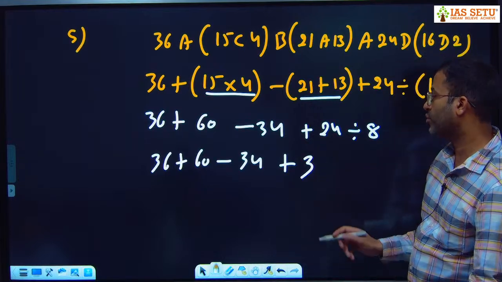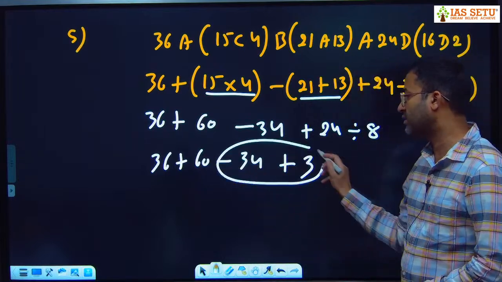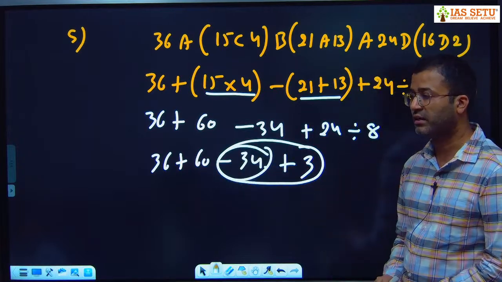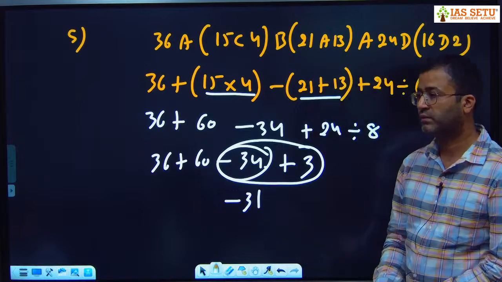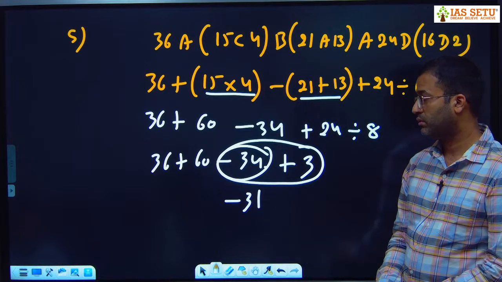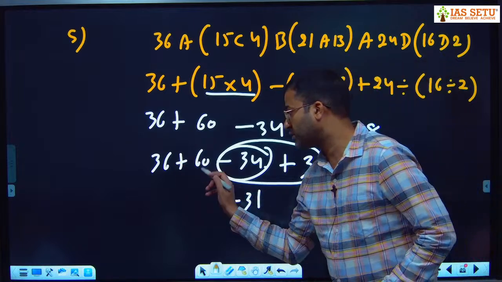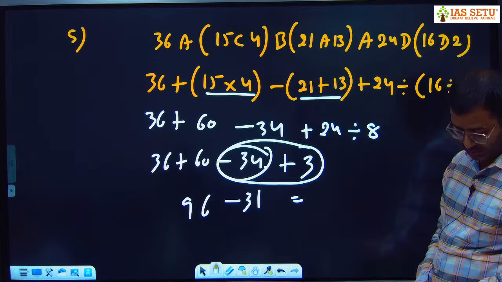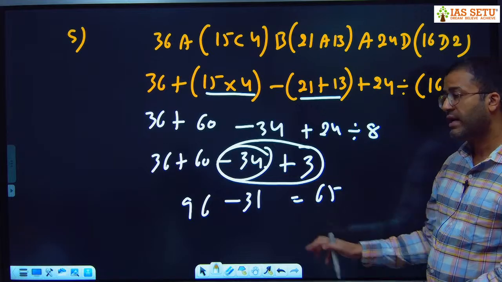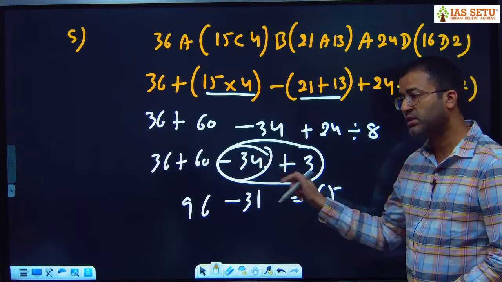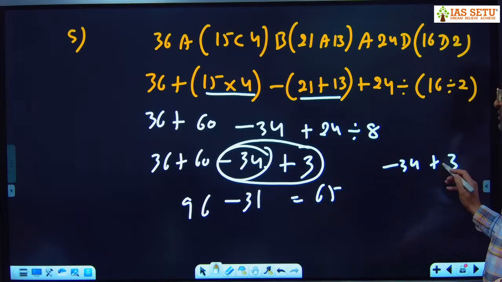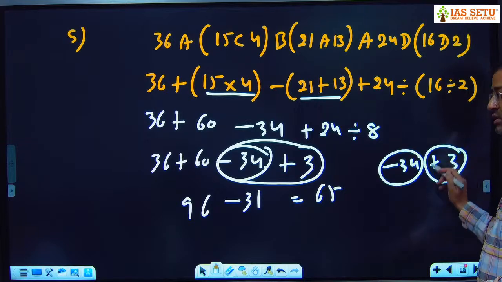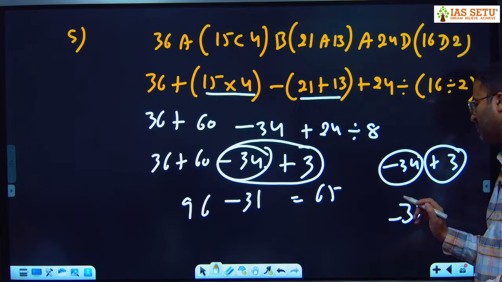आपने गलती क्या की होगी, इसको आपने 37 ले लिया होगा. It is minus 34 में 3 ऐड कर रहे हैं, तो it is minus 31. ठीक है, 36 प्लस 60 96, 96 माइनस 31, what is answer? 65. आपने 37 लिया होगा. माइनस 34 प्लस 3, लाइक नेगेटिव इंटीजर पॉजिटिव इंटीजर, तो ये माइनस 31 बने.